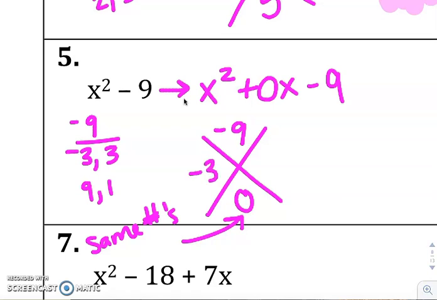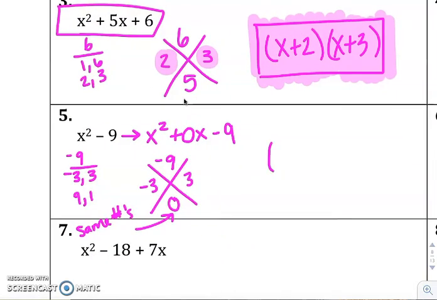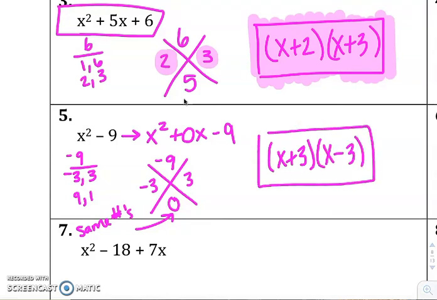And that's called a difference of squares. So negative 3 and positive 3. So x plus 3, x minus 3. Same number, positive and a negative. They'll essentially cancel each other out to add up to 0 there, and have no middle term.